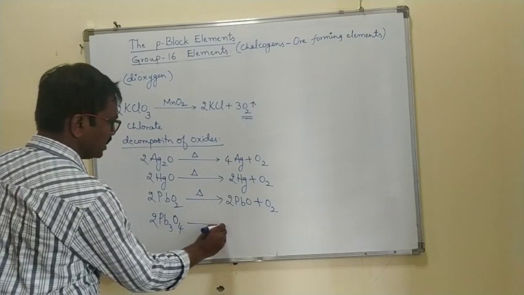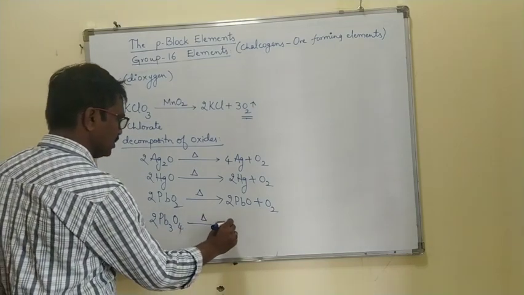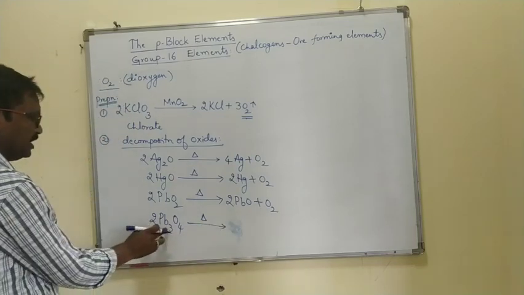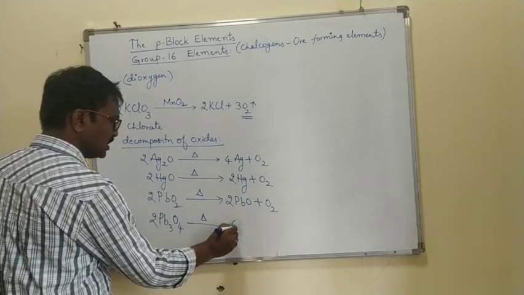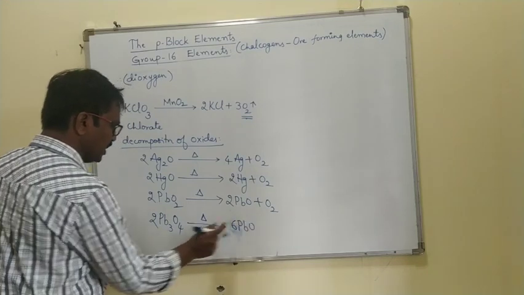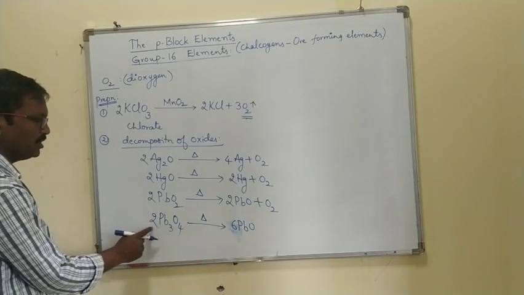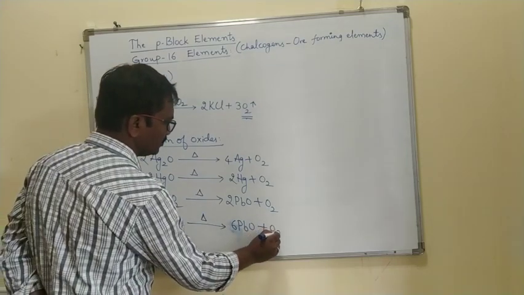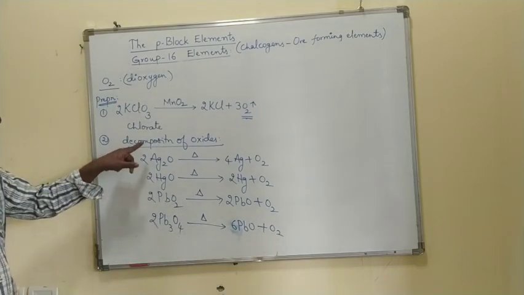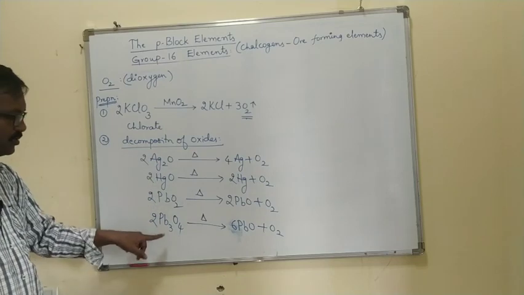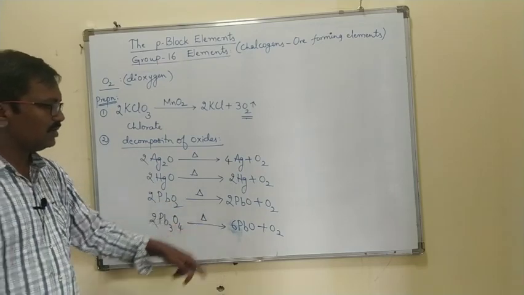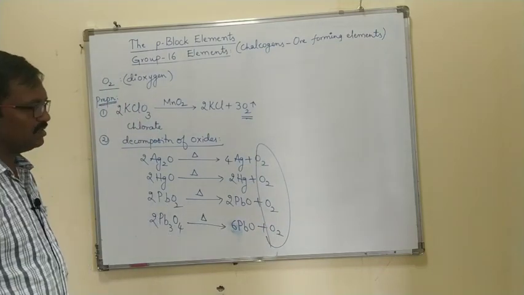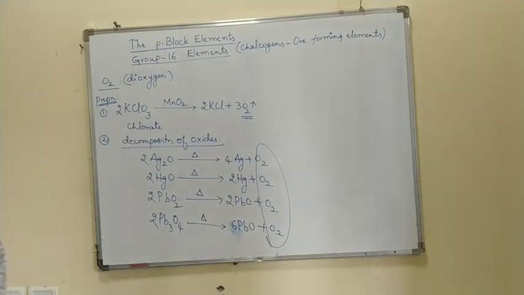Pb3O4 decomposes into 6 PbO. So how many leads? Here it is 6, right? 6 PbO. How many oxygens are left over? 2 oxygens left over. So oxygen. In all the cases of thermal decomposition, oxygen is liberated. The liberated gas is oxygen.